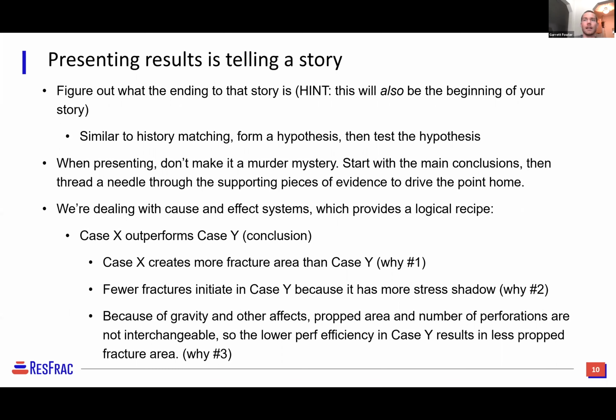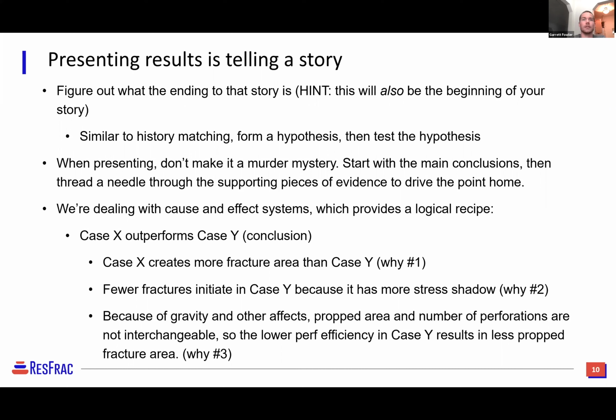One of the things that I like to say is you should always be able to answer why one more time than you are being asked. So case X outperforms case Y because case X creates more fracture area than case Y. I should not have used the letter Y because I'm going to say that a lot now. The next logical follow-up is, why does case X create more fracture area than case Y? So answer one more why. Fewer fractures initiate in case Y because there is more stress shadow. And yes, you can visualize stress shadow and show how that's occurring in a ResFrac simulation.